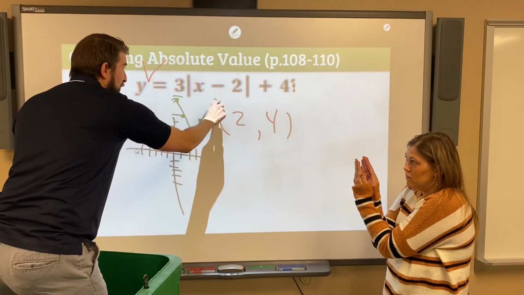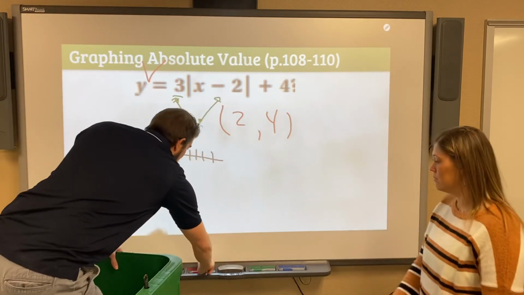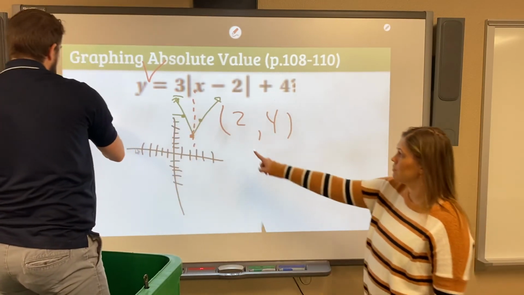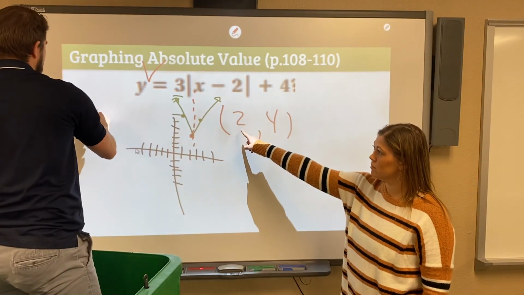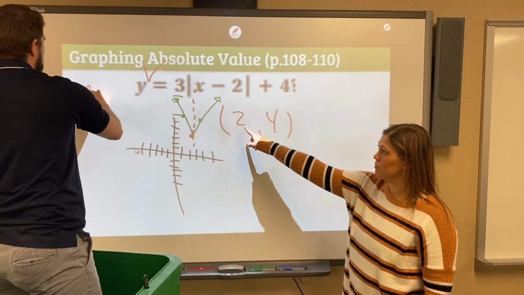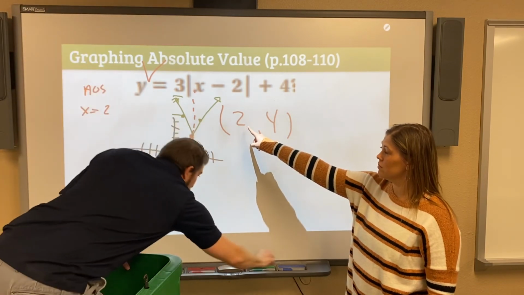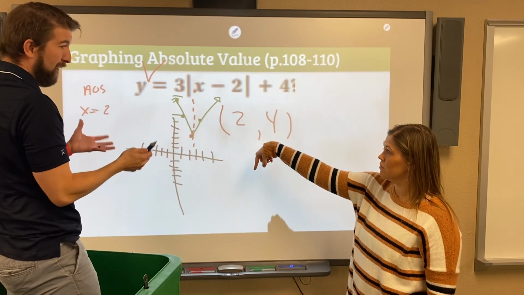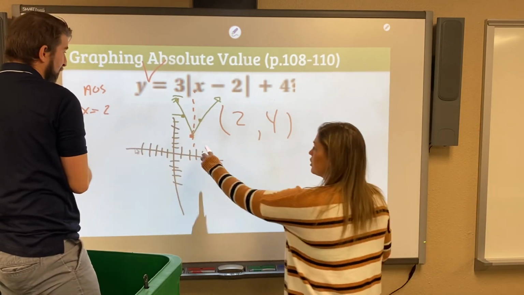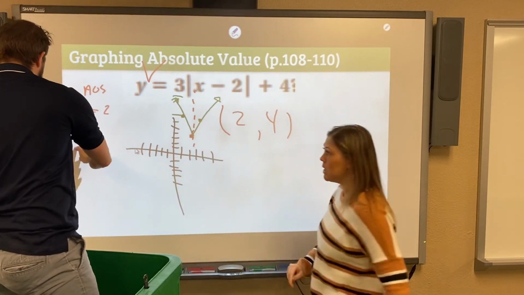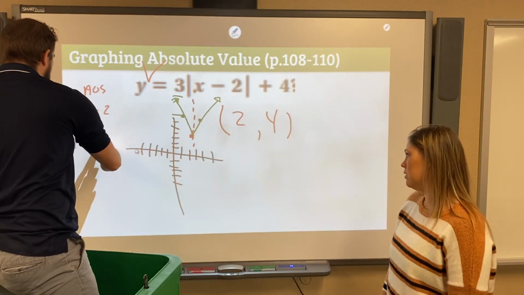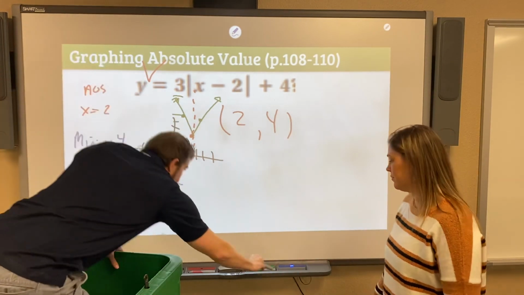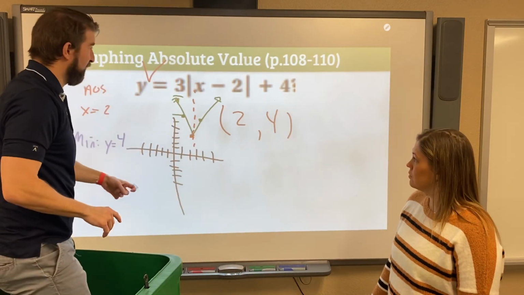Notice it got a little bit skinnier, and we could say that x equals 2 is my axis of symmetry, or AOS. And then for my, actually, I'll ask Ms. Collette, do we have maximum or minimum here? Because this vertex is at the bottom, that would be the minimum of your graph. Minimum would be at y equals 4. Nailed it. All right, that, I believe, is it.